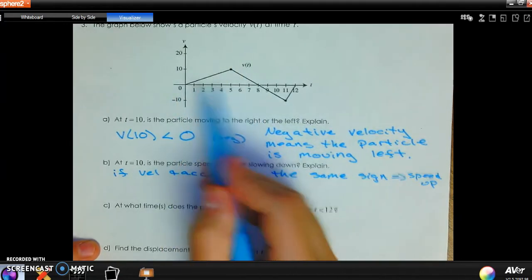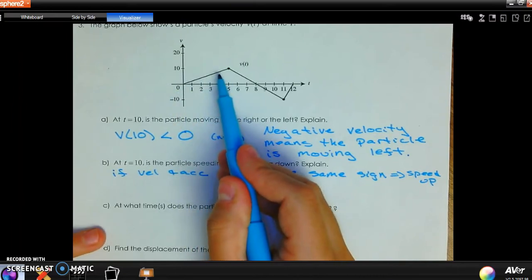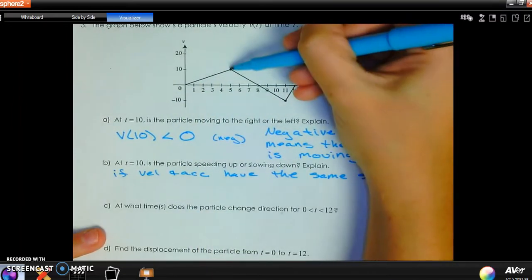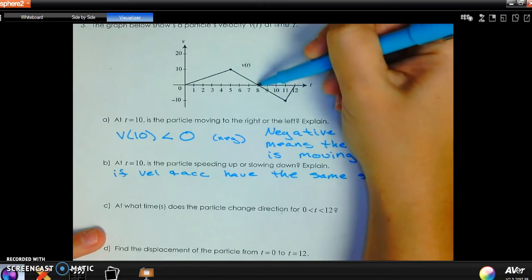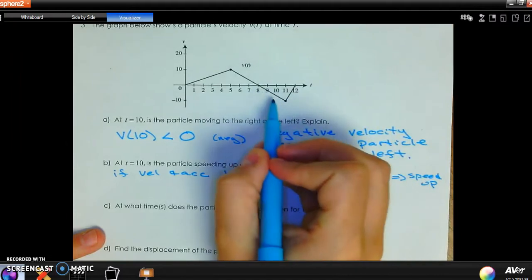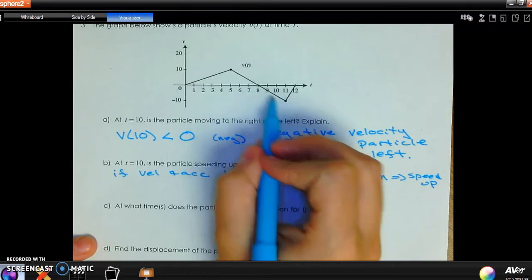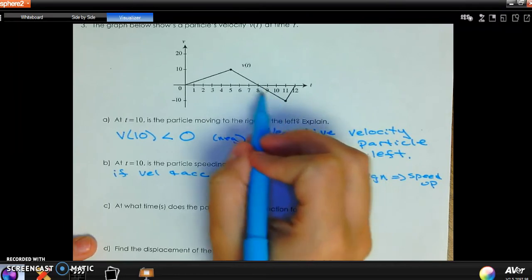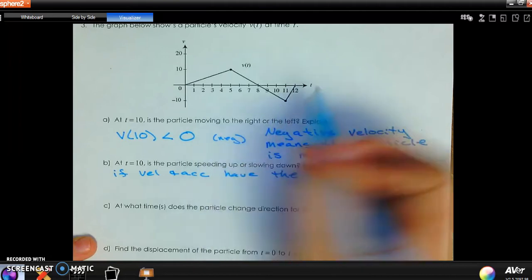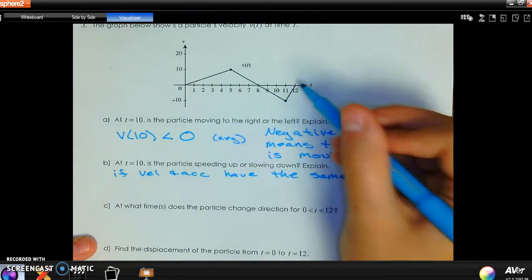So from 0 to 5, you're speeding up because both the velocity and the slope of the velocity are positive. Okay? From 5 to 8, the velocity is positive, but the acceleration, the slope of the velocity, is negative, so it's slowing down right here. Then you're speeding up again because look, we have a negative velocity and a negative slope, so it's speeding up in this section. And then you're slowing down here because the acceleration is positive, but your velocity is still negative.